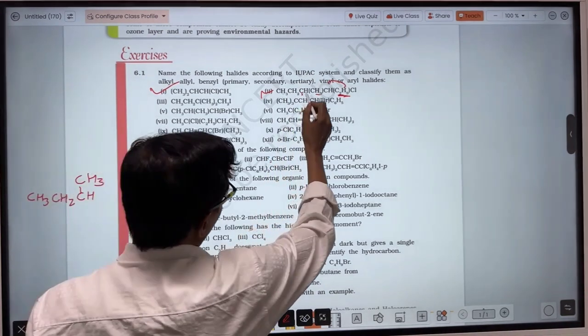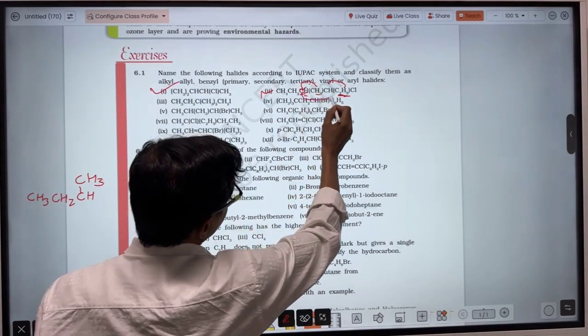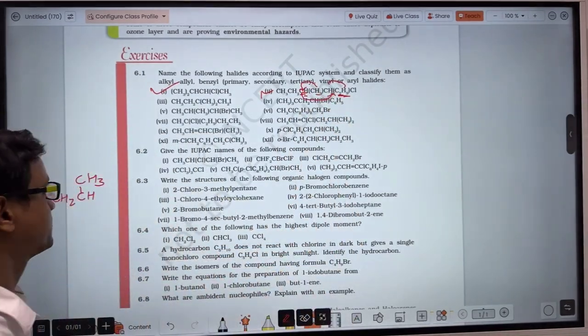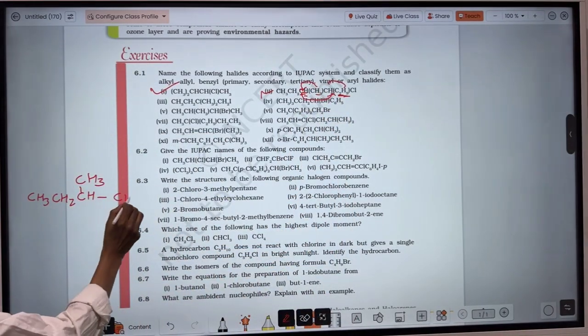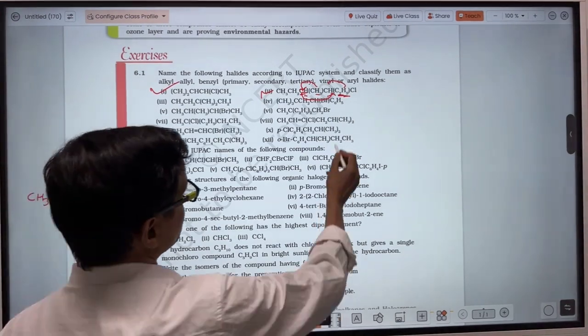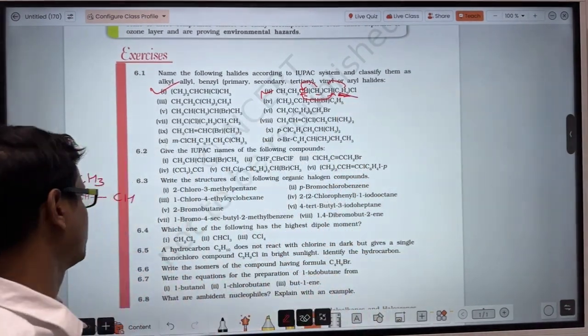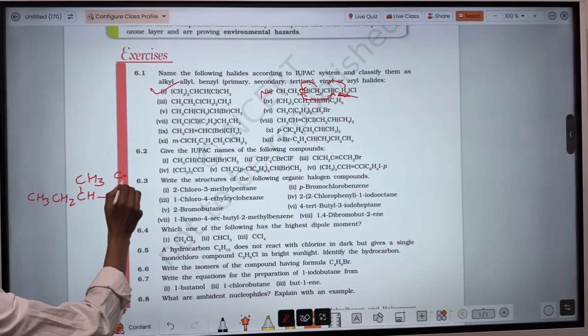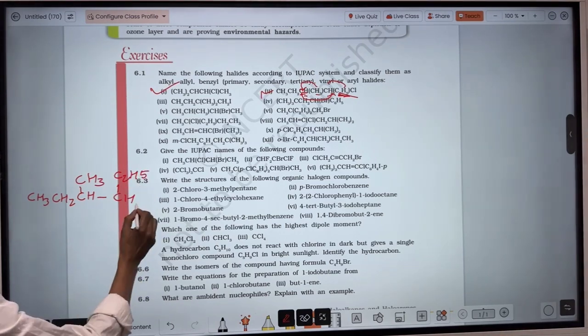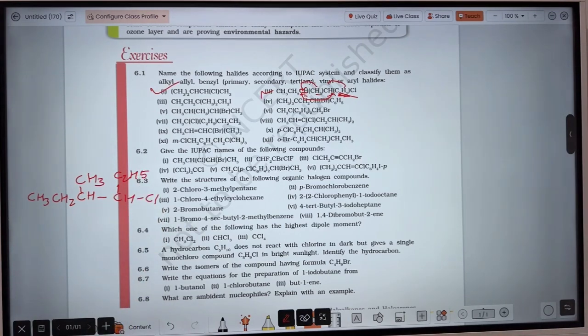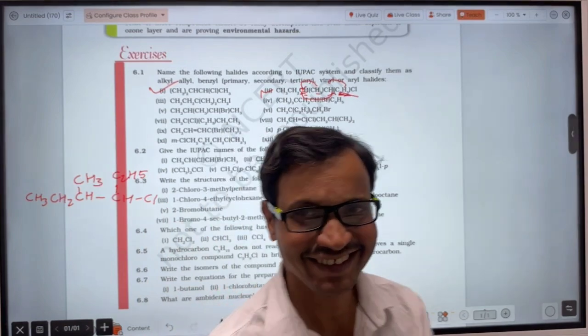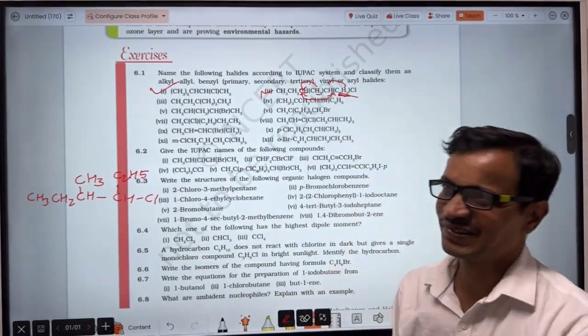Then after this one is branching. So this gets bonded to this carbon. So here will be CH, and here is C2H5, and then after Cl. Okay guys, that is the structure, and I am also drawing the structure.